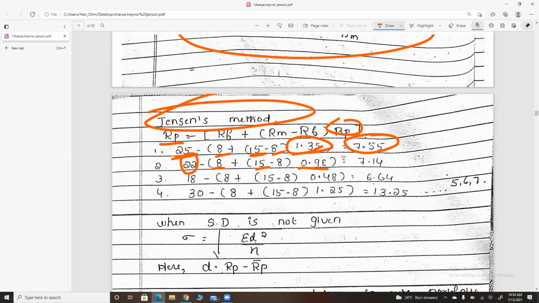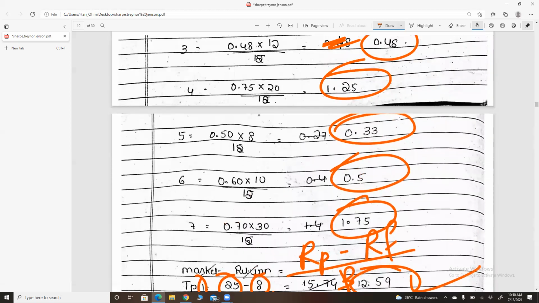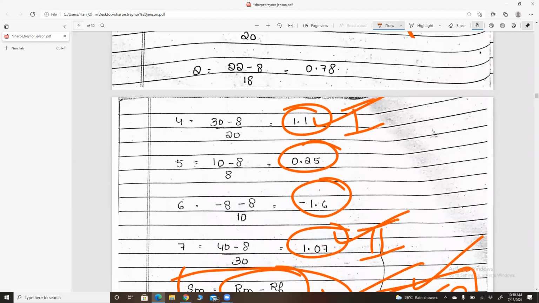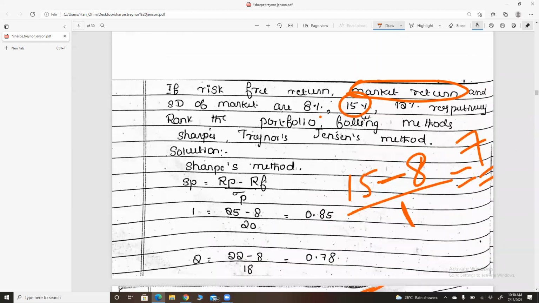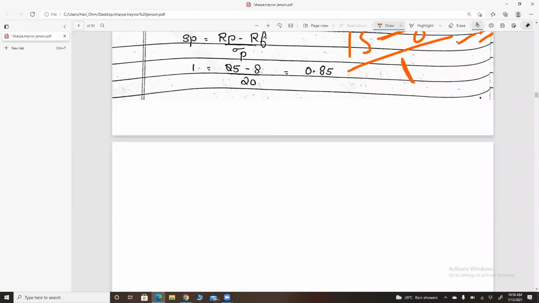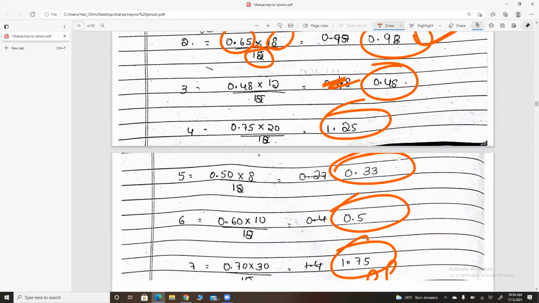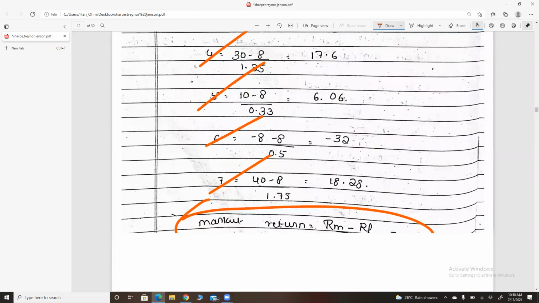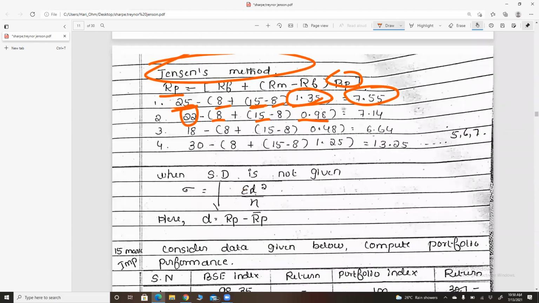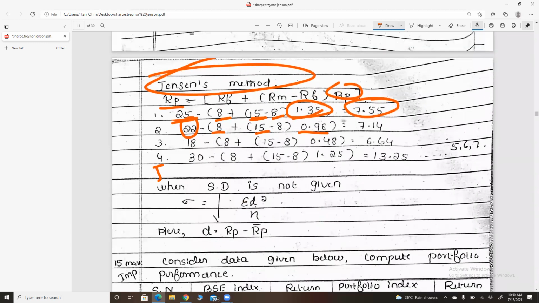Is it clear? I think here we calculated only for 4 mutual funds. Actually, you have to calculate for all 7 mutual funds. The remaining 3 you need to calculate yourself. Okay, you get the answers.